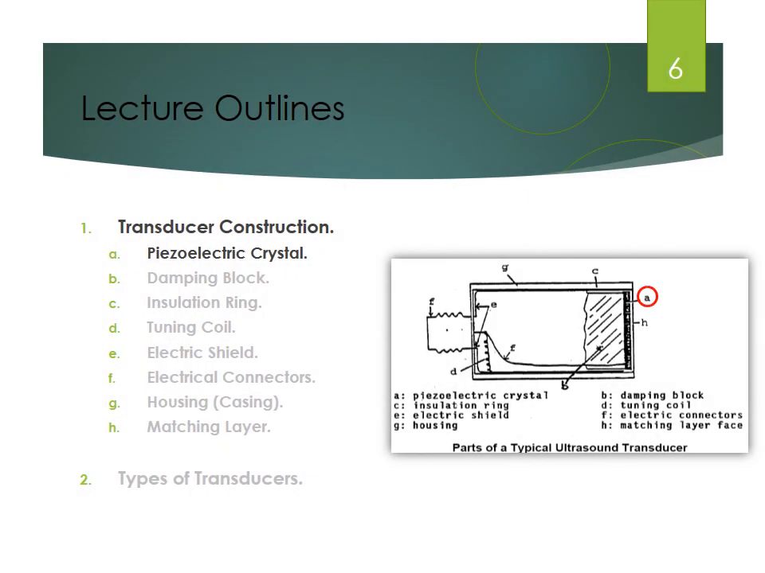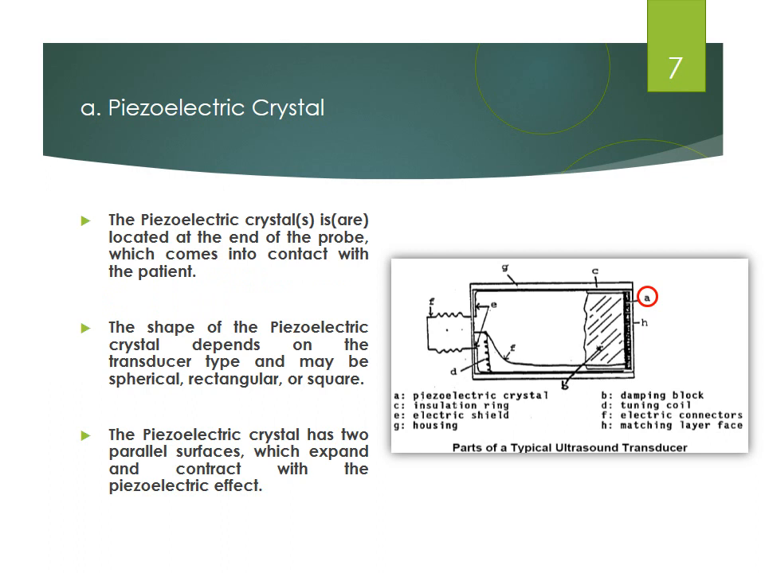The piezoelectric crystal is located at the probe's end, which comes into contact with the patient. The shape of the crystal is determined by the type of transducer and can be spherical, rectangular, or square. The crystal has two parallel surfaces that expand and contract in response to the piezoelectric effect.